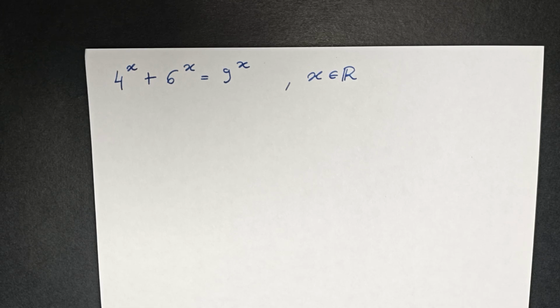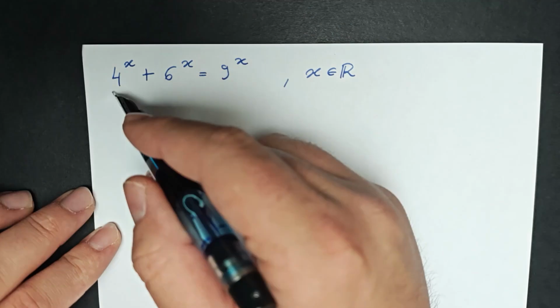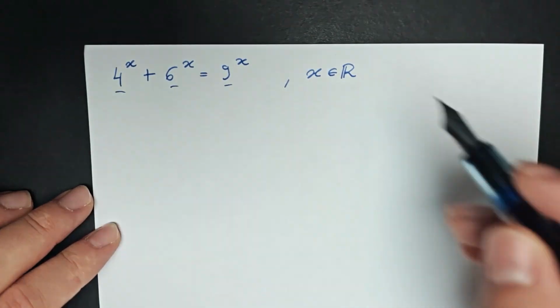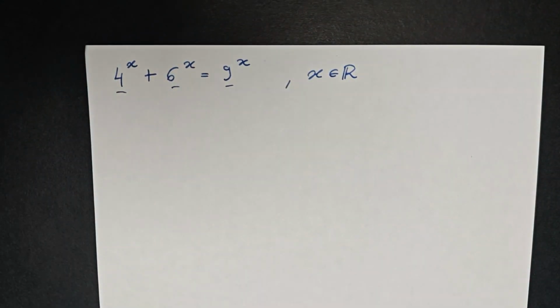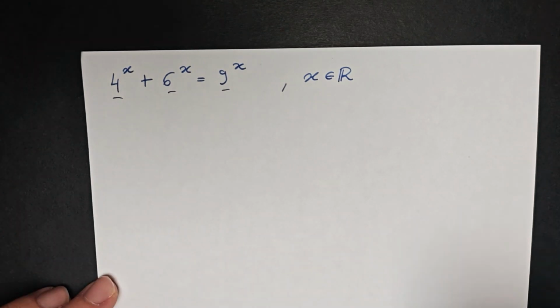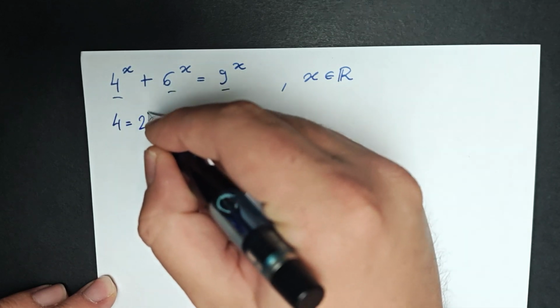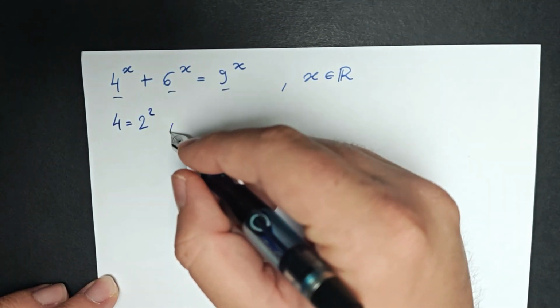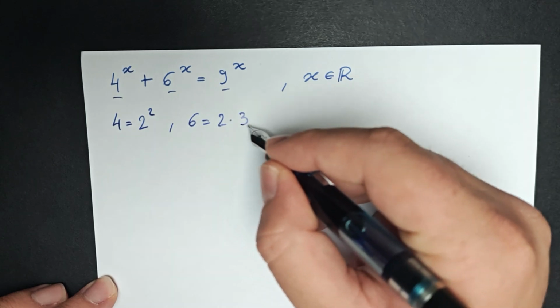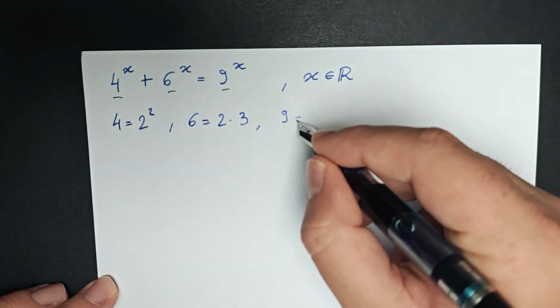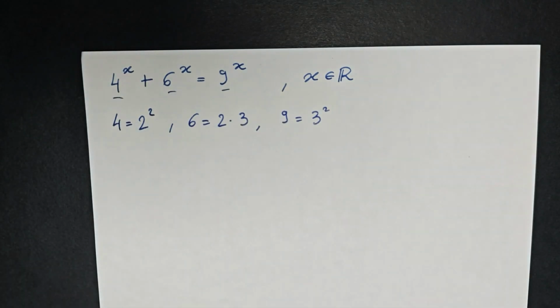As you can see, we have numbers 4, 6, and 9 in the base of each of these exponential terms. Whenever I encounter a problem like this one, my first step is to try to put all of those bases in terms of prime numbers, using the canonical form of a natural number. So I can write 4 as 2 squared, I can write 6 as 2 multiplied by 3, and I can write 9 as 3 squared.